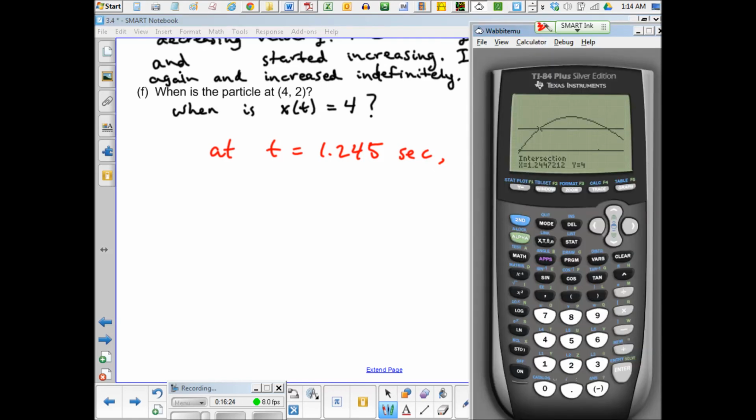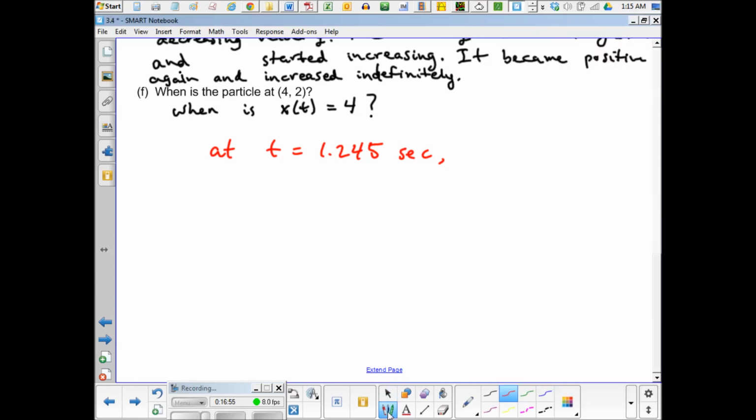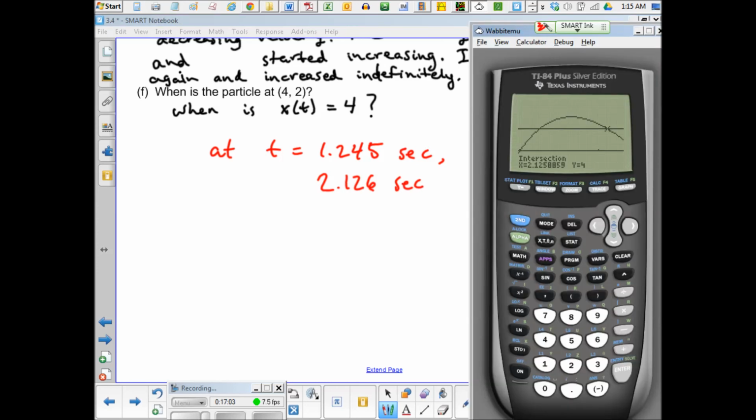Okay, back to the graph. Let's look for that other point. Calc, intersect. The first curve is this one, y1. Second curve, so I pressed enter, is y3. And we're going to guess over here. Right there. 2.126. Put that in. Okay, and then there's one more.